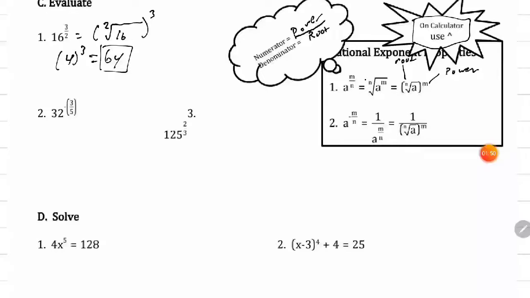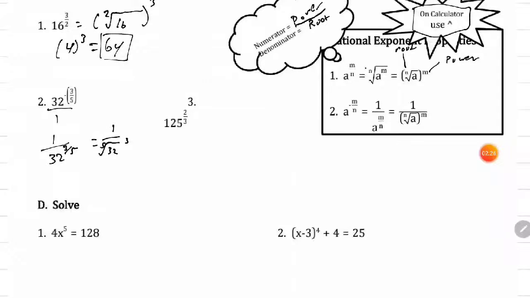Number 2. 32 to the negative 3/5 power. Now remember, whenever we have a negative exponent, we flip it over in our fraction. So 1 over 32, and then we make the exponent positive. So this is 32 to the positive 3/5 down here. That's the same thing as 1 over the 5th root of 32 to the 3rd. The 5th root of 32 is 2, and then we have 2 cubed, which is 1 over 8. And yes, I do want it in fractions.